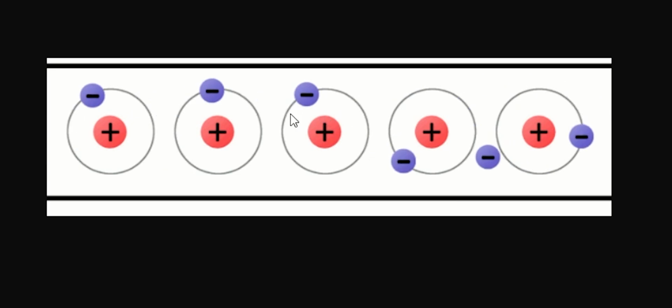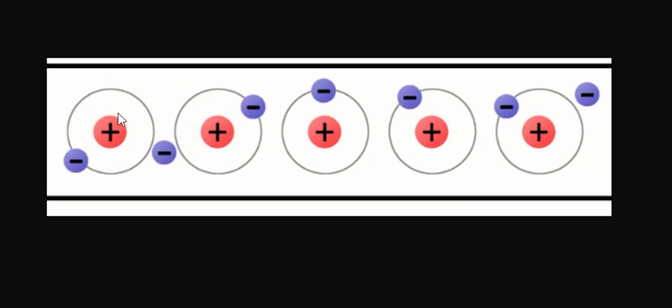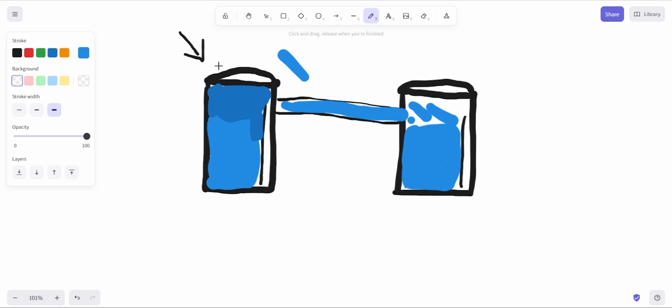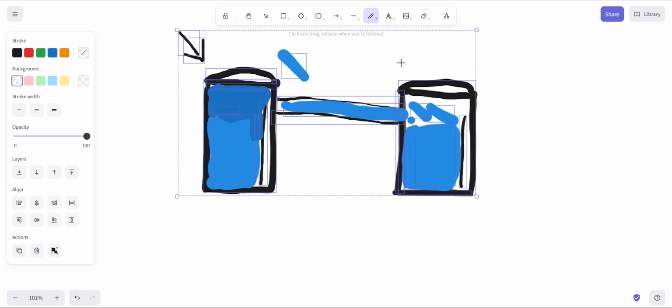Now, the question is, what causes these electrons to move forward? What is their motivation? What is waiting for them on the other side? Now, to answer that, I need to show you something. Let me show you this.